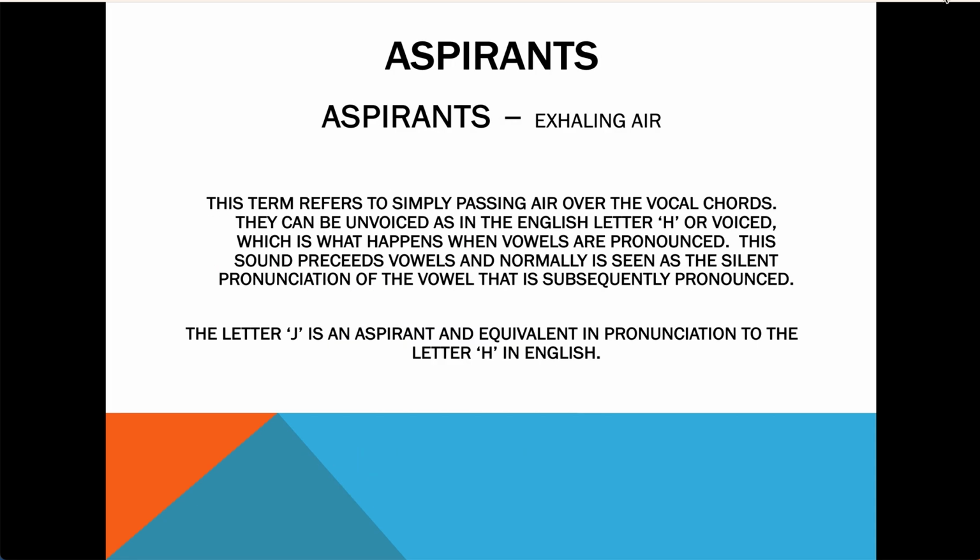Aspirants, or the exhaling of air. This term refers to simply passing air over the vocal cords. They can be unvoiced, as in the English letter H, or voiced, which is what happens when vowels are pronounced. This sound precedes vowels and normally is seen as the silent pronunciation of the vowel that is subsequently pronounced. The letter J is an aspirant, and equivalent in pronunciation to the letter H in English.